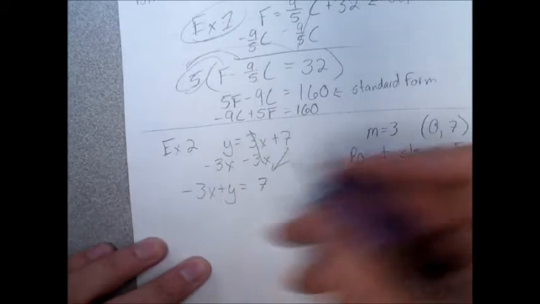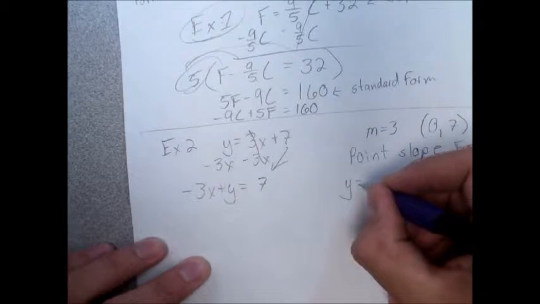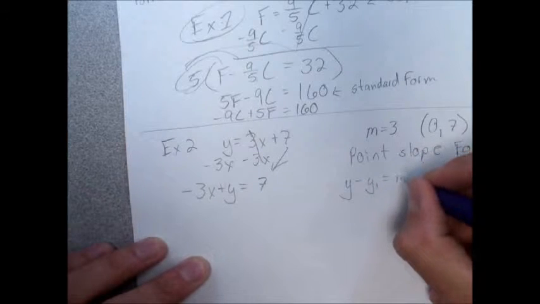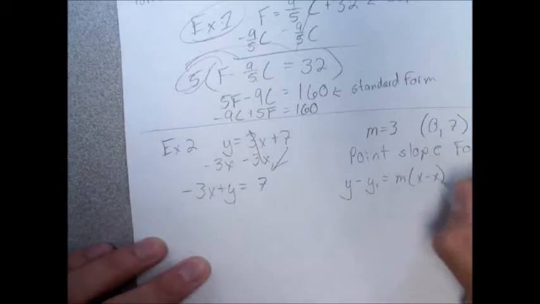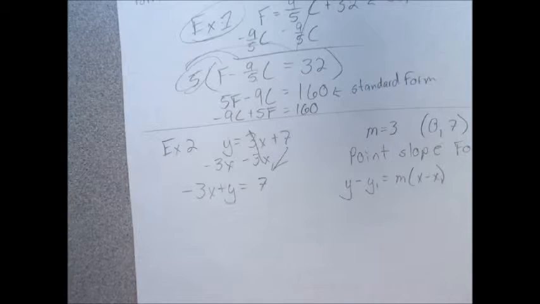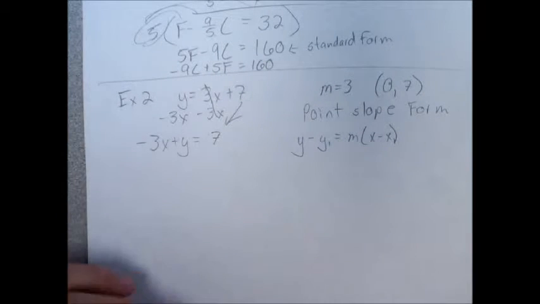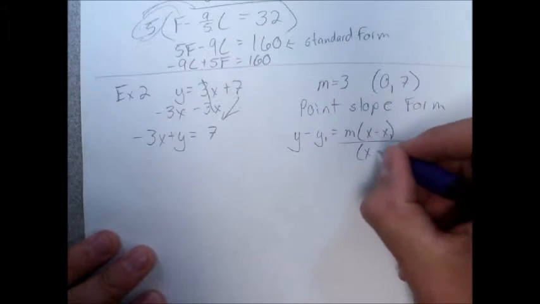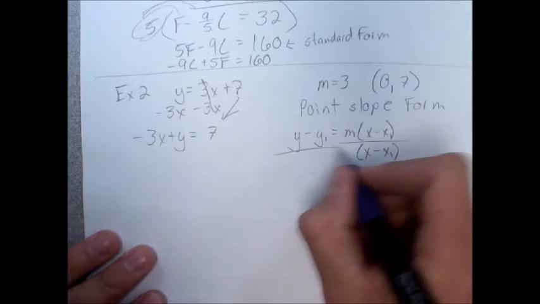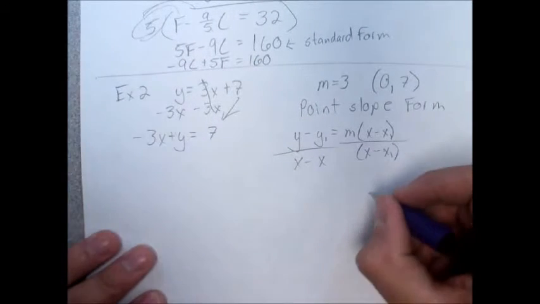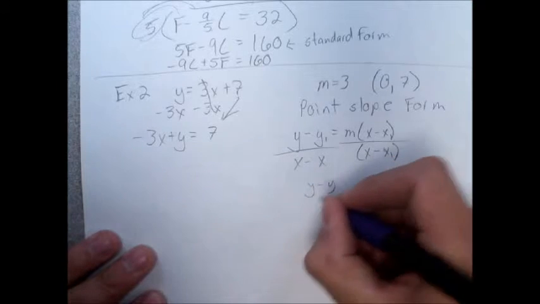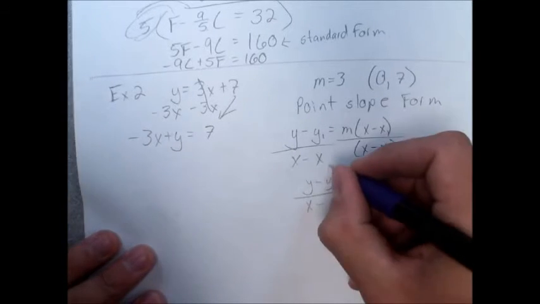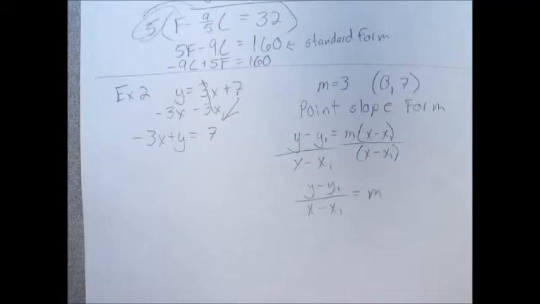So point slope form is this equation here. It's y minus y1 equals m open parentheses x minus x1. Okay, so where this comes from, let me show you. This is the equation for slope. Watch. This is m multiplied by x minus x1, right? So this x minus x1, if I divide it to both sides, I get m equal to the difference in y's over the difference in x's.